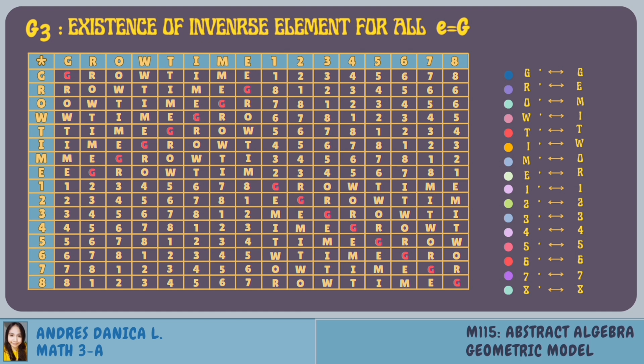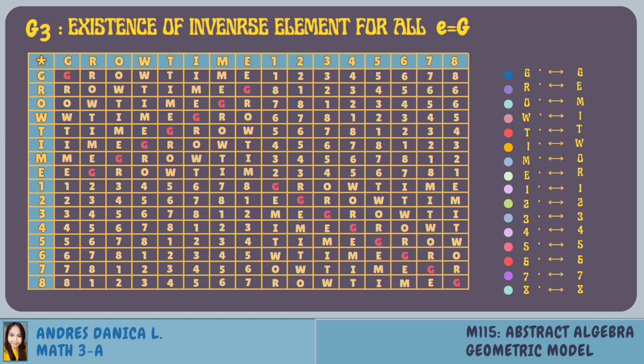For G3, existence of inverse element for all, where the identity E is G. First is G inverse is equal to G. Next is R inverse is equal to E. Next is O inverse is equal to M. Next is W inverse is equal to I. Next is T inverse is equal to T. Next is I inverse is equal to W. Next is M inverse is equal to O. Next is E inverse is equal to R.